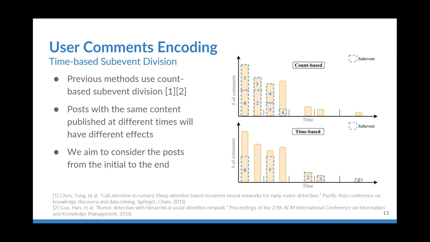Next, to capture the temporal characteristics of user comments, we introduce the concept of sub-event, which represents a group of user comments at different moments. But how do we decide the start and the end of a sub-event? Previous methods use count-based sub-event division, which might cut off the later posted comments and ignore their temporal characteristics. We propose time-based sub-event division to uniformly collect posts from the whole time span, such that we can encode user comments in every time interval.